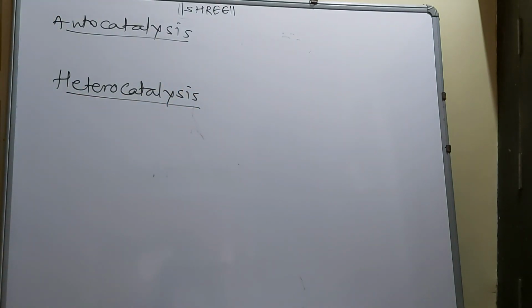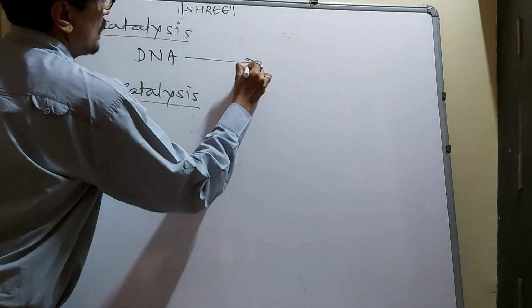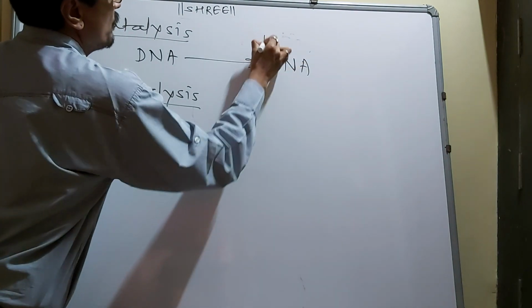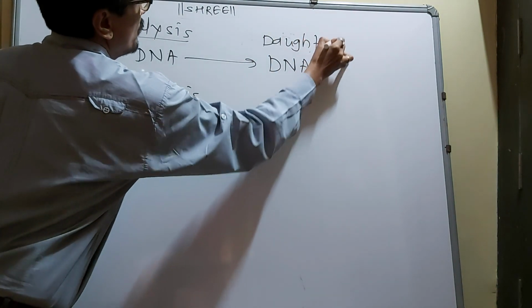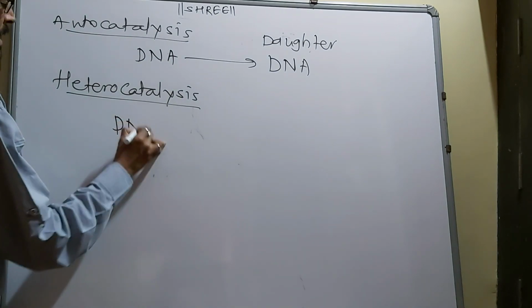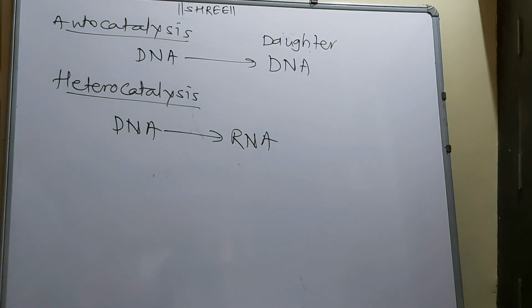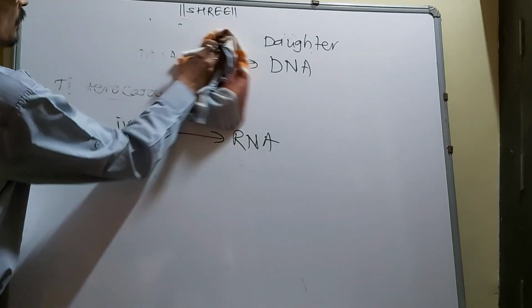During the autocatalysis process, the synthesis of daughter DNA from parent DNA takes place. That means DNA to DNA is said to be what? Autocatalysis. And in heterocatalysis, from DNA, RNA is formed, RNA is synthesized. Actually, let me tell you one thing: replication is a very complex process. It involves various enzyme machinery. Let us try to understand the most important enzymes which participate in the replication process.